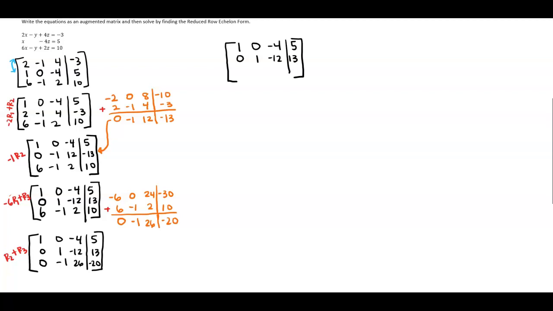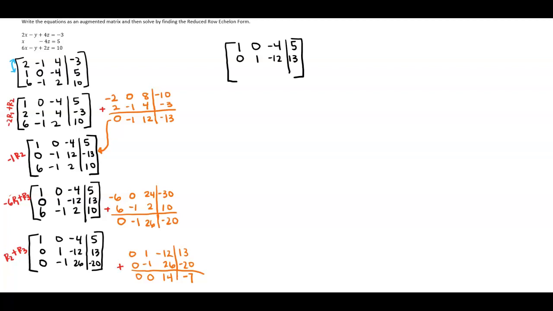So if I add these, and I'll do a little work over here, I'm doing 0, 1, negative 12 and 13, and I'm adding that to 0, negative 1, 26, and negative 20. Then I'm adding those together, and I end up getting 0, 0, 14. Negative 12 plus 26 is 14. And then over here, 13 minus 20 gives me negative 7.